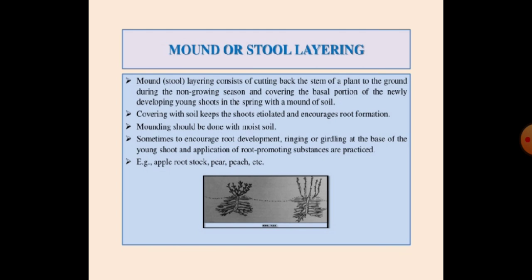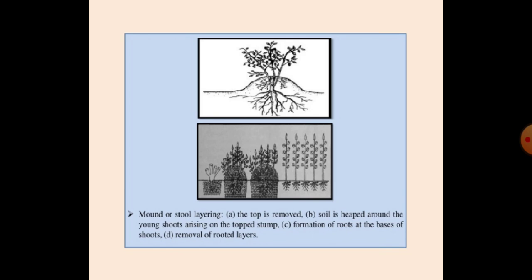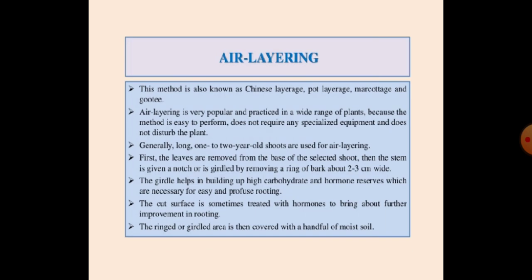Then mound or stool layering. Mound layering involves cutting back the stem of the plant to the ground during the non-growing season and covering the basal portion of the newly developed young shoots in the spring with a mound of soil. The mounding should be done with moist soil. Sometimes ringing or girdling is done at the base of young shoots to encourage rooting. Examples are apple, pear and peach fruit. In mound layering, the plant has a stool-like appearance, and the top of the mound should be removed.